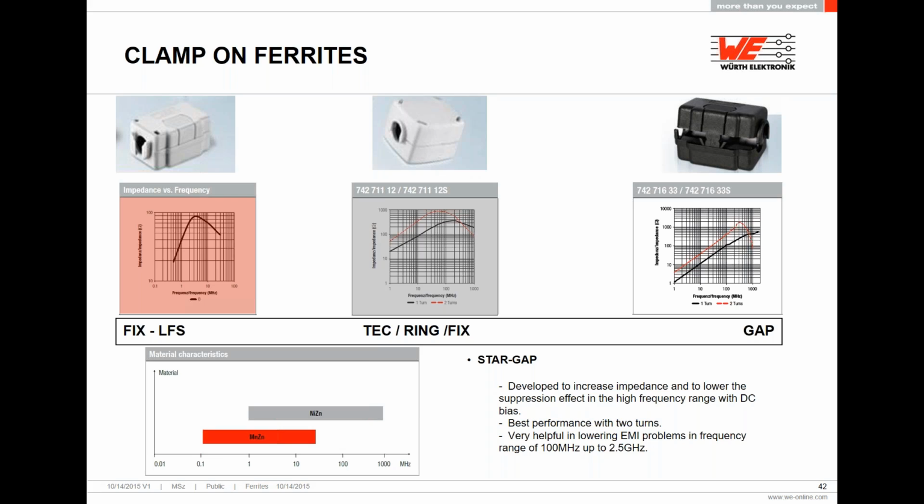This is a clamp-on ferrite aimed at the noise above 100 MHz up to 2.5 GHz. So once again, it all depends on the range of frequency where you need to attenuate the noise.